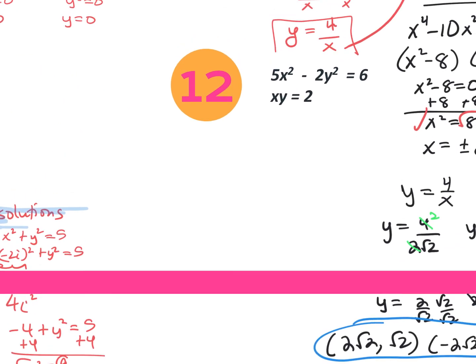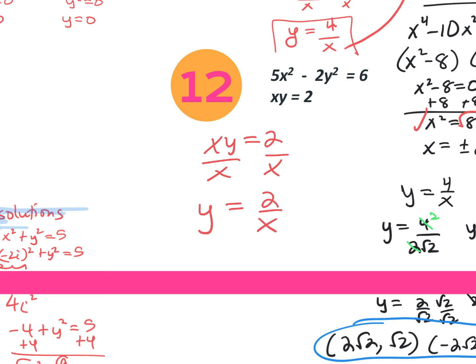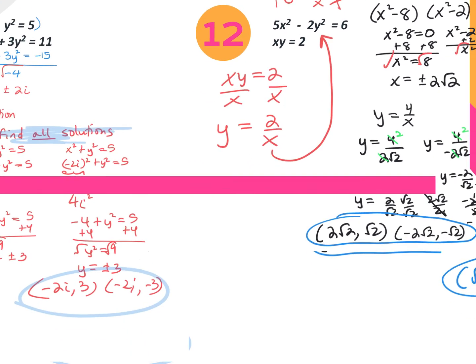So for number 12, what I'm going to go ahead and do is substitution here. I'm going to solve my xy equals 2. I'm going to solve it for y. I'm going to divide by x, and y equals 2 over x. This is what I'm going to substitute into the first equation. So let me come down here where I have more room.